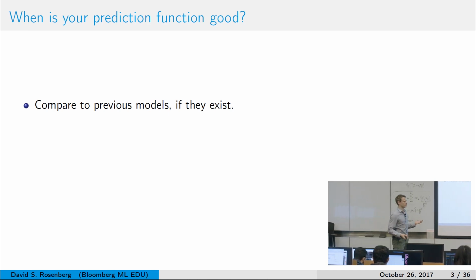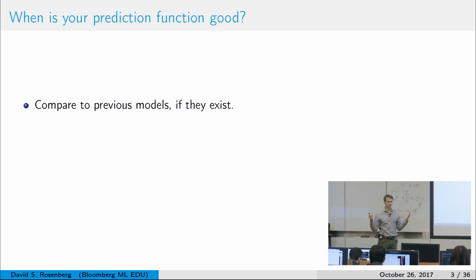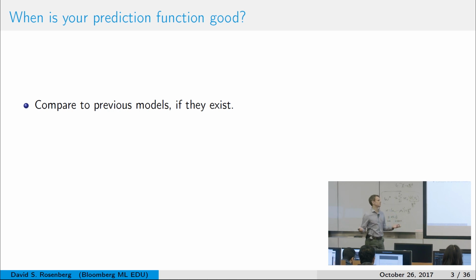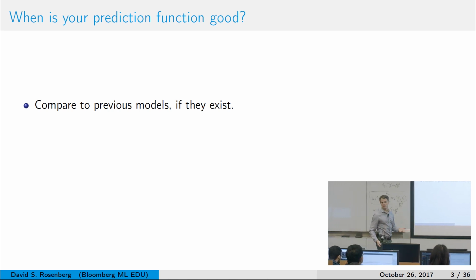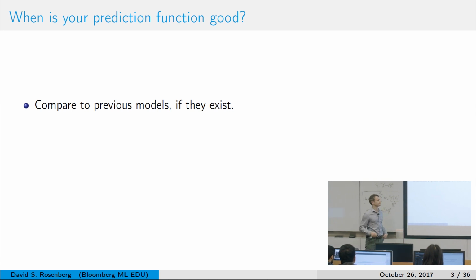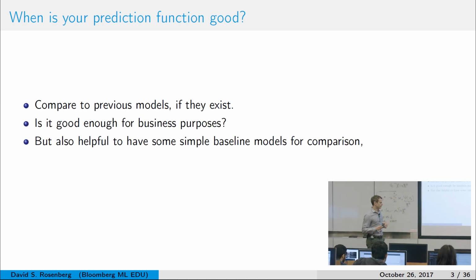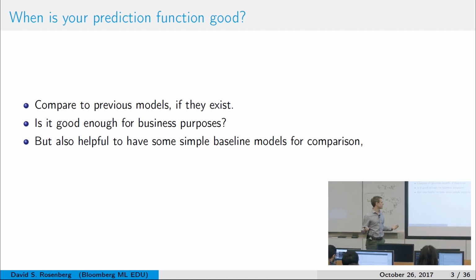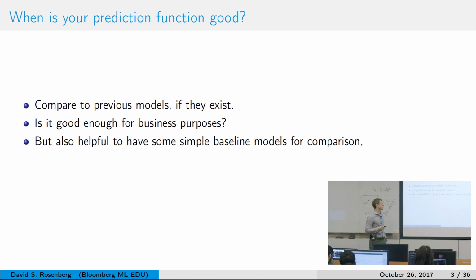What does good mean? So one version of good is the person who wants the model says, yeah, that's the performance that's above the threshold to be deployable or to be usable. So that's one version. Another is if there's some previous model that attempted to solve the same problem, you compare to that, obviously. But if you're kind of green field, what are some minimalist baseline models that one should compare to?